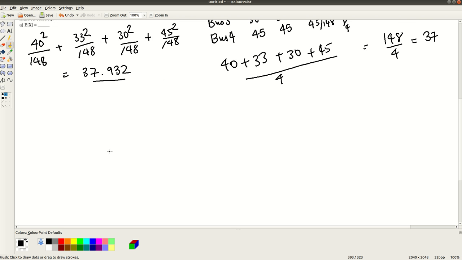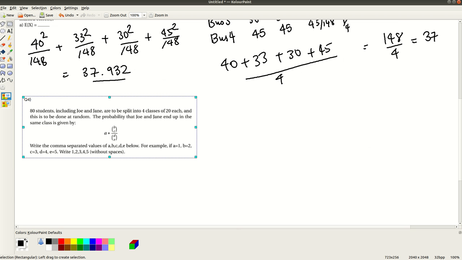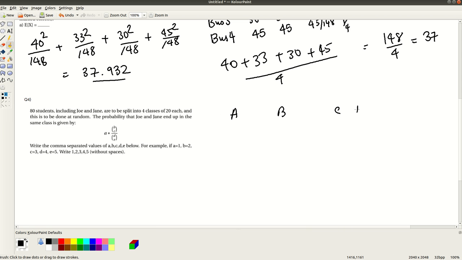Now coming to the last question, let me just take a pause. Okay, so now this is the last question. There are 80 students and 2 students of particular interest, Joe and Jane. They are supposed to be split into 4 classes of 20 each, and this is to be done at random. So what's the probability that Joe and Jane end up in the same class? So this is a counting problem. Let's assume the 4 classes are A, B, C and D.